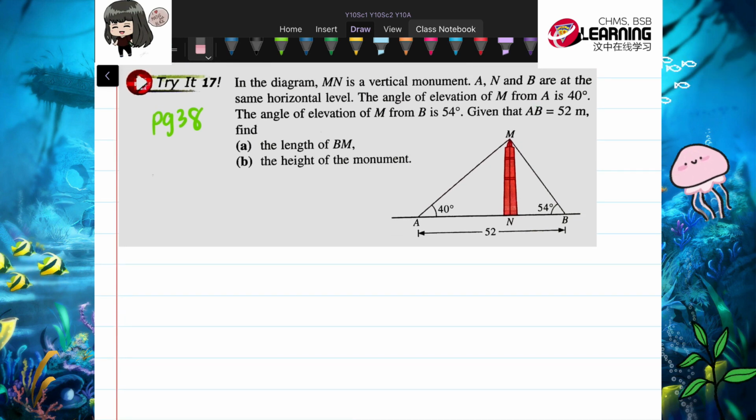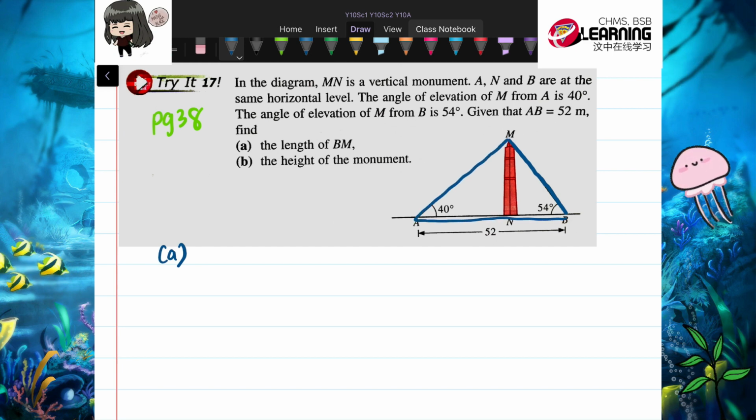Given that AB is 52, it's all in the diagram also. So this question is not very easy, not very hard to understand. It's just that you need to know your trigonometry knowledge, the basic foundation of your trigonometry, to answer the questions. So part A here, they're asking to find the length of BM. BM is this line. How to find this length? We know this whole thing is a triangle.